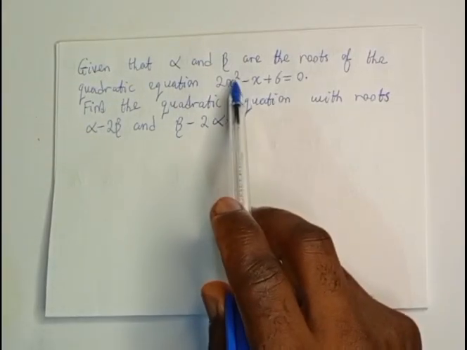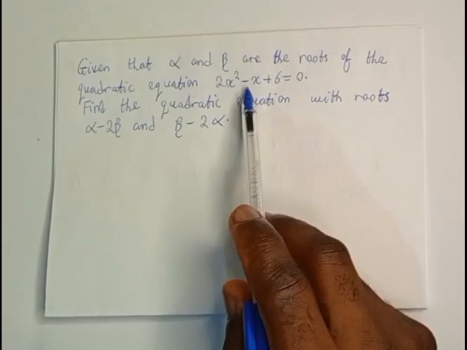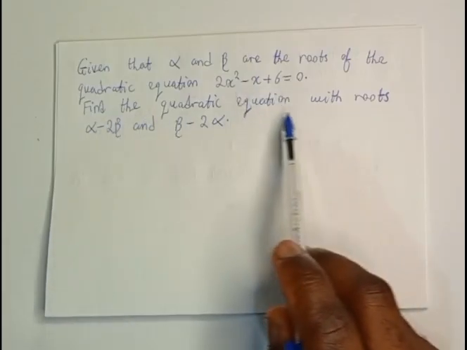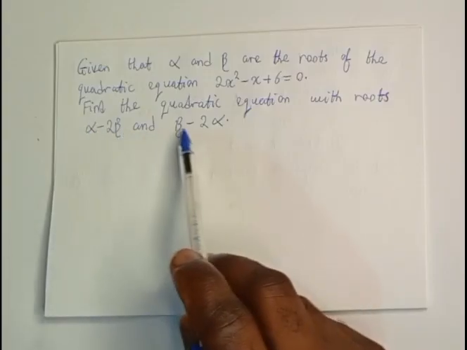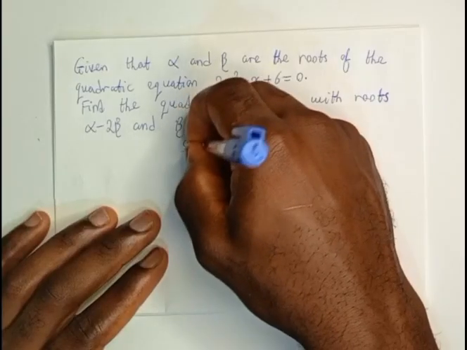Given that alpha and beta are the roots of the quadratic equation 2x squared minus x plus 6 equal to 0, find the quadratic equation with roots alpha minus 2 beta and beta minus 2 alpha. Take solution.